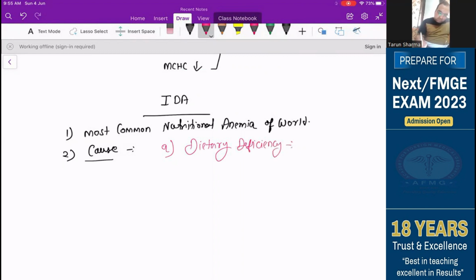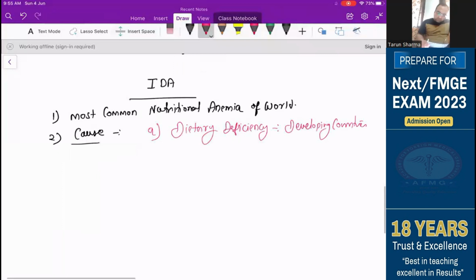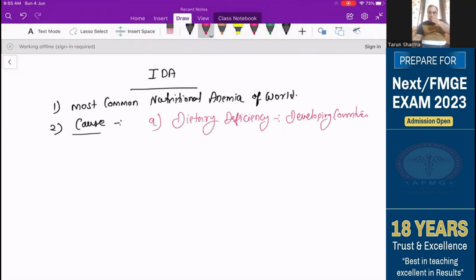Where is it common? It is common in developing countries. If the question specifically asks which is the most common cause of iron deficiency anemia in developing countries, then the answer will be dietary deficiency of iron. Second thing, what can be the cause in developed countries? That will be chronic blood loss. So chronic blood loss will lead to an iron deficient state.